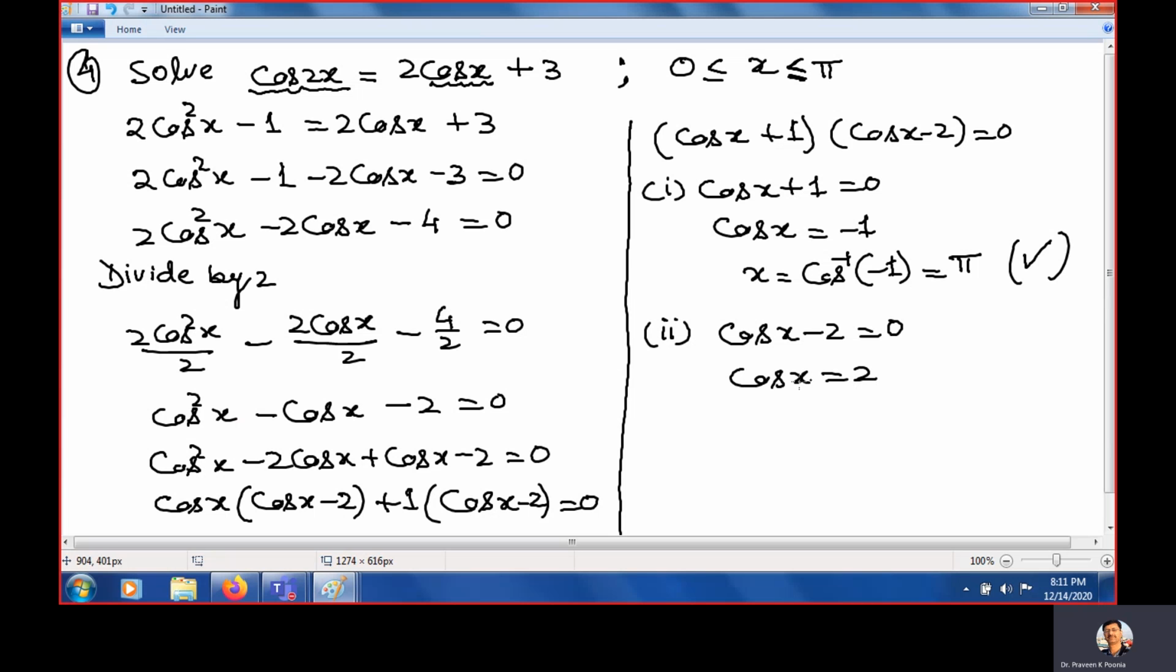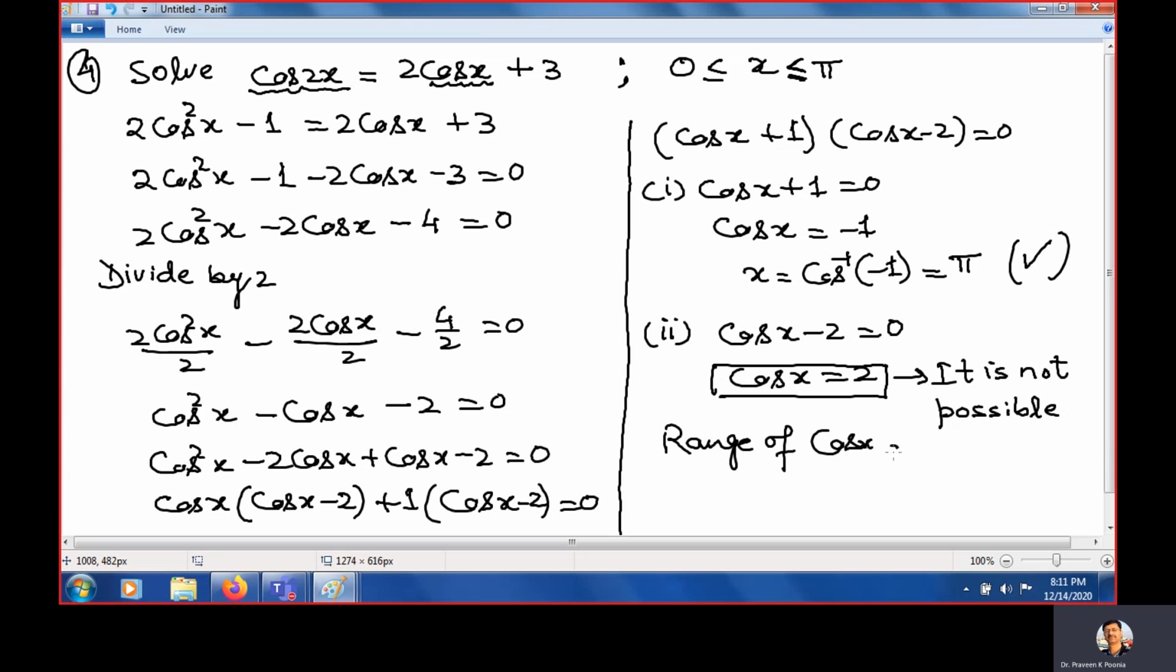Now the second solution, cos x minus 2 is equal to 0. So cos x is equal to 2. Now this is itself wrong. It is not possible. Why is this not possible? Because of the range of cos x. What is the range of cos x? It is minus 1 to plus 1. It cannot go below minus 1. It cannot be above 1. 1.1 is a wrong answer, 2 is a wrong answer, 3 is a wrong answer, 4 is a wrong answer, because the range can be minus 1 to 1. And here the value of cosine x is coming 2. Clear? So this is not possible.